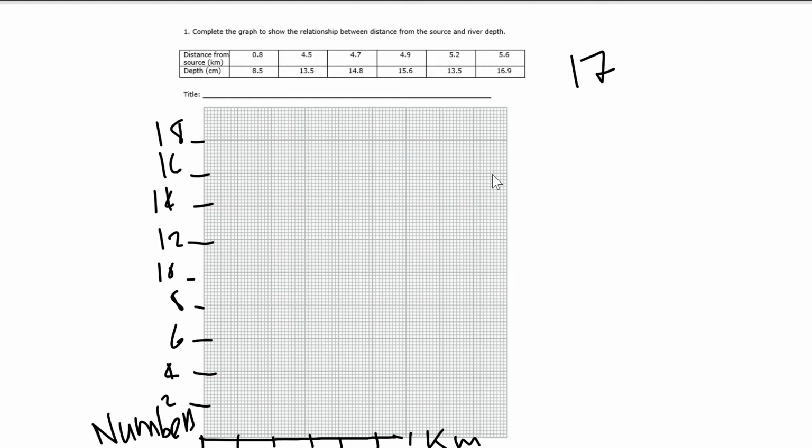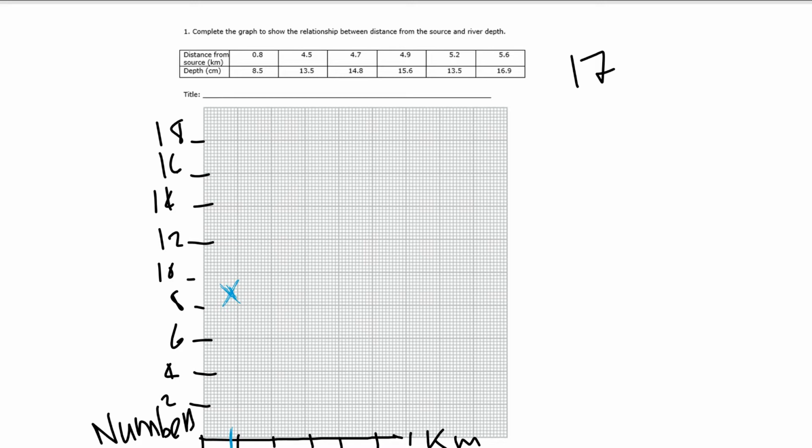So distance from the source, first one is 0.8. Now again, you can do this much more precisely than I can on a computer screen. Well, that's coming up there. And it is 8.5. So we'll put an X, again, as precisely as possible. You will be much more precise than I am. That's awful, but it's the best that I can do on the computer screen. You need to plot it very, very carefully and very precisely.